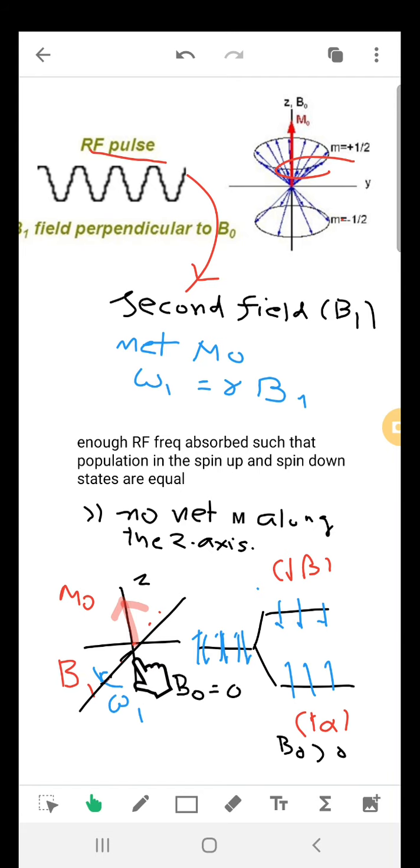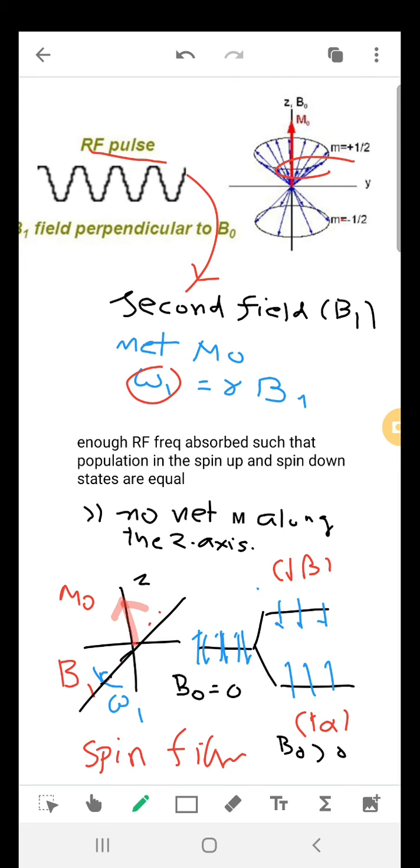Spin flip means that the numbers of states having spin up and spin down become equal. If there is a shortage of states in the spin down, it will be compensated by spin flip. Spin flip takes place to convert a spin-up state to a spin-down state or vice versa, and that takes place when the precession frequency is omega 1.